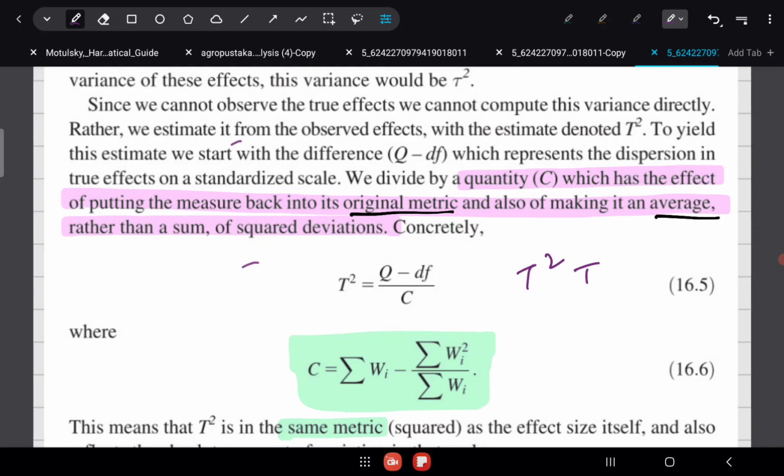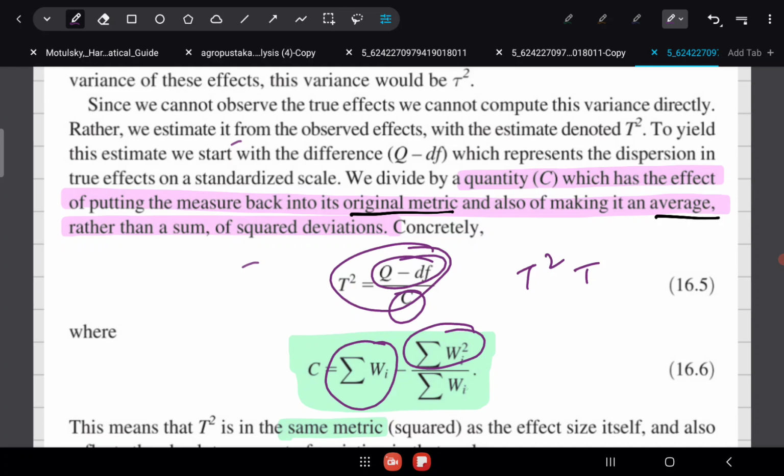The second property is that it is an average, not a sum, and it is more intuitive to think about averages rather than sums, right? So how do we compute it? Q minus df, which is nothing but the excess dispersion, divided by C. And what is C? This we have seen in the discussion of random effects modeling. It is the sum of the weights minus the sum of the squared weights divided by the sum of weights. And here W basically means the reciprocal of the within-study variance.